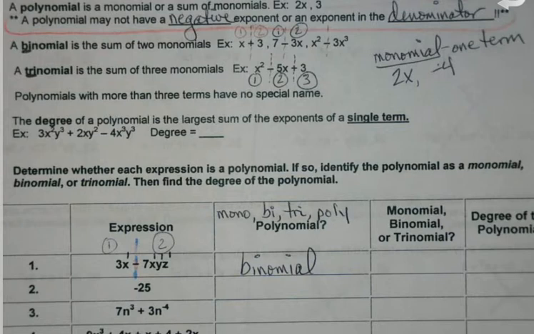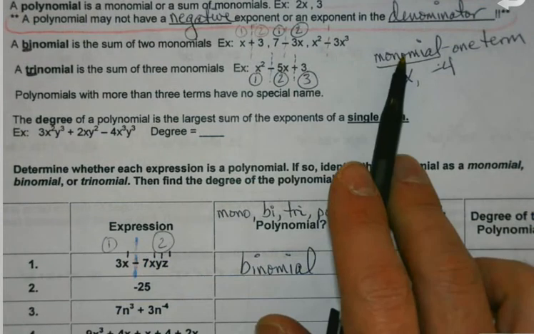Number 2, I don't see a negative exponent. I don't see any denominators at all. How many terms do I have here, though? 1. So what do we call the one-termers? Okay. Monomial.